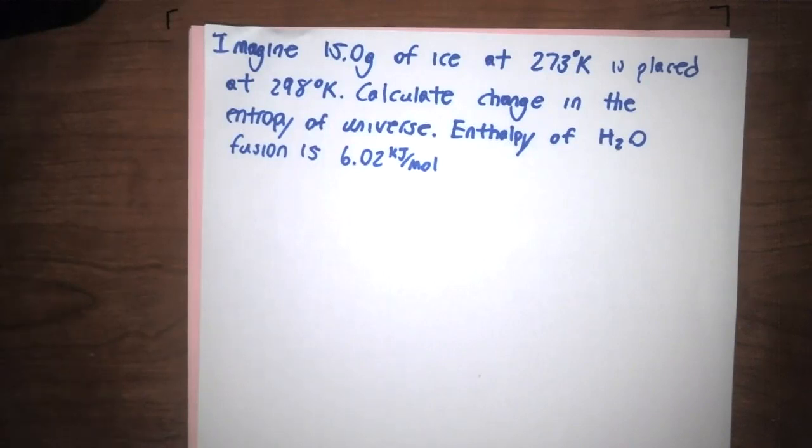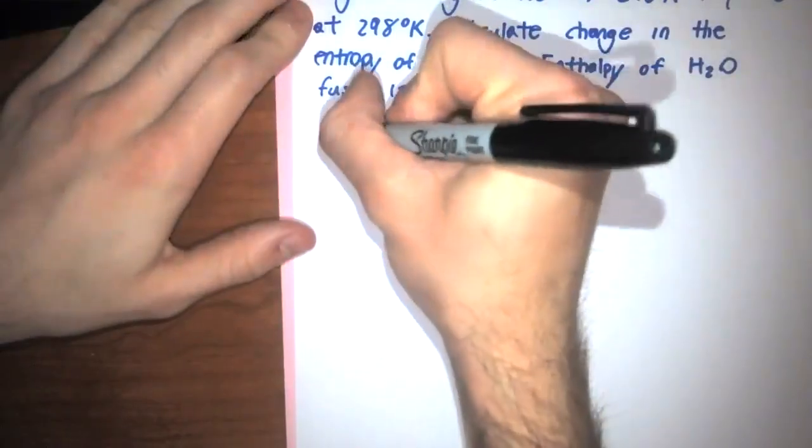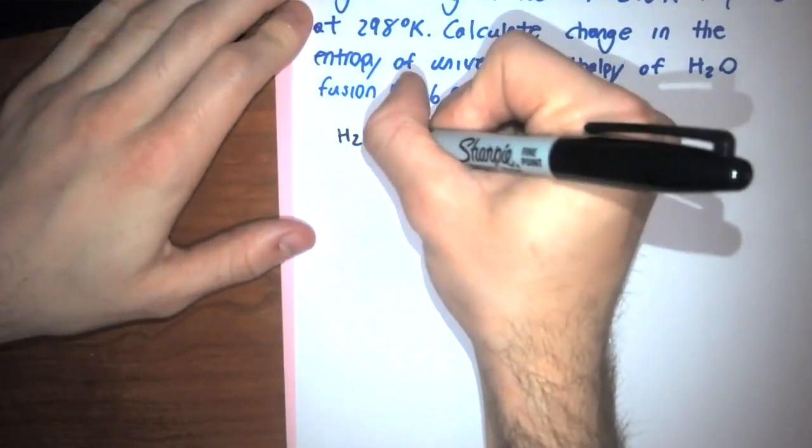Okay, so imagine 15 grams of ice at 273 Kelvin, or 0 degrees Celsius, is placed at 298 Kelvin, which normally assumes room temperature. Calculate the change in entropy of the universe. And I gave you the enthalpy of water fusion. Okay, so let's think about what's happening first. So we're placing ice originally at freezing into room temperature. Well, we know from common sense that if we place ice at room temperature, I'll write it out as a chemical equation. We're putting common sense into chemistry.